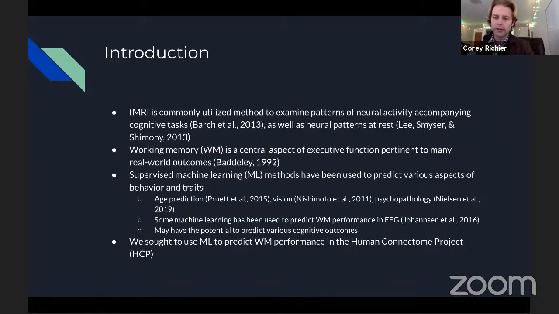Supervised machine learning is a growing method for predicting different outcomes based on aspects of neuroimaging, so things like age prediction, vision, and different clinical and psychopathological traits as well. Machine learning has been used to predict working memory performance using EEG and other neural measures, but we sought to use machine learning to try and predict working memory performance using data from the Human Connectome Project.